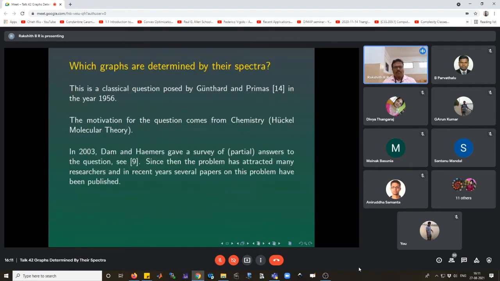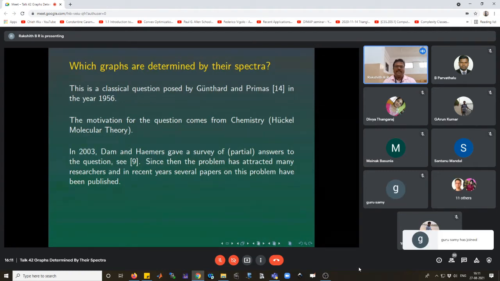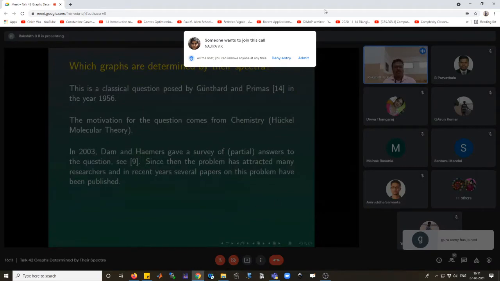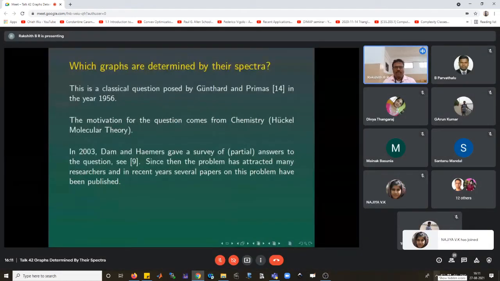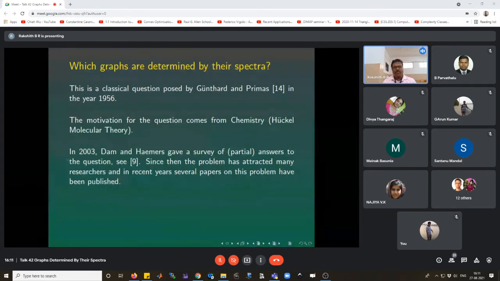In the year 2003, this question was again raised by van Dam and Haemers, and they gave a survey of partial answers to the question. Since then, after these papers were published in 2003, the problem was considered by many mathematicians, and in recent years several papers on this problem have been published.